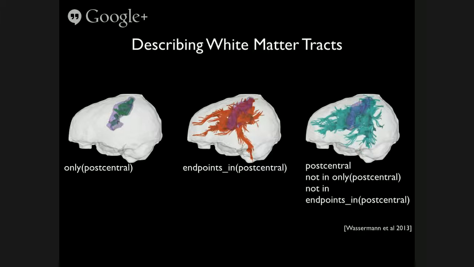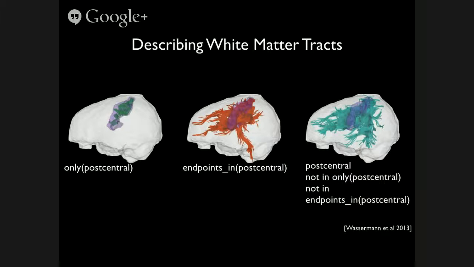And another way is saying that it traverses the postcentral gyrus. And here we have combined it with not in this type of description and not in this type of description. And we end up with this. So we have three different operations that we can apply to any gyrus or volume that we identified in the brain, which are: it only goes through there, it has endpoints there, or it traverses. But this is usually not enough.